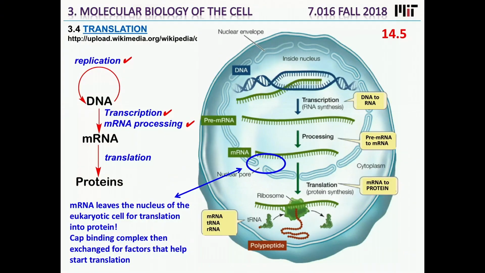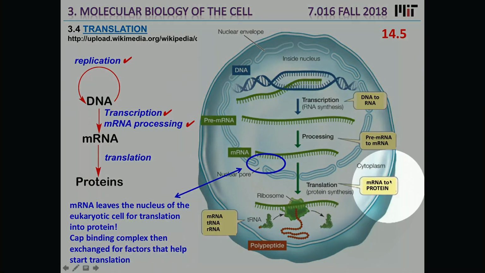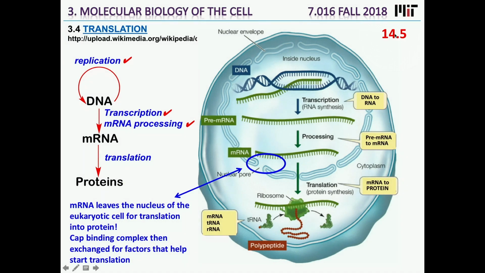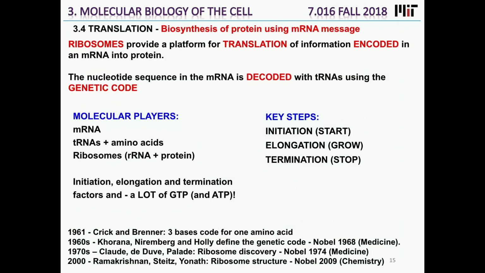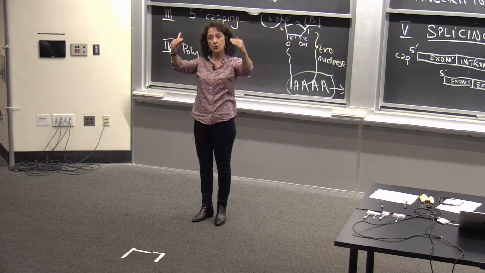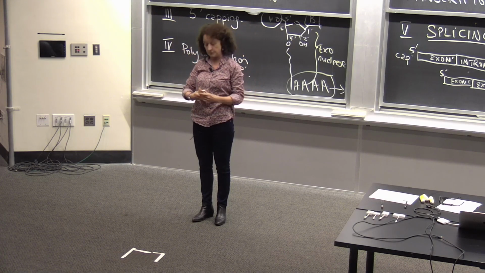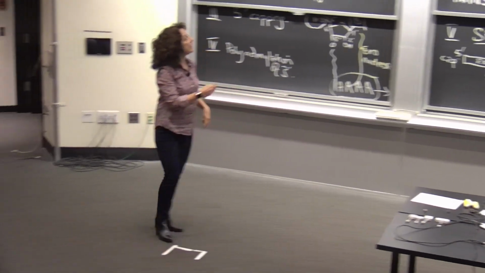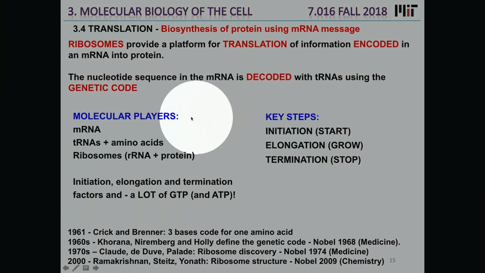So what I really want to encourage you to do is read this section 14.5, because the next parts will make a great deal more sense. So what I want to do, though, now is, first of all, start with describing the players in translation, and just the way we did for replication, we're going to systematically ascribe the importance to each of these players. So what you see, there are molecular players and there are key steps. So the molecular players are shown here.